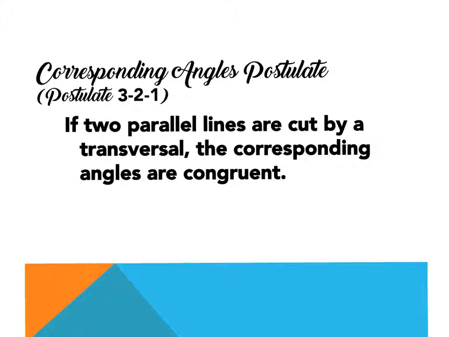So if the two lines that are cut by the third line, which is that transversal, are parallel, then all corresponding angle pairs are congruent. And this is called the corresponding angles postulate. So that number, that postulate 3.2.1, is not really of value, to be honest. It just means it's in Chapter 3, and it's Section 2, and it's the first postulate. What's more important is the name of this postulate. So corresponding angles postulate is that if the two lines are parallel, then the corresponding angles are congruent.